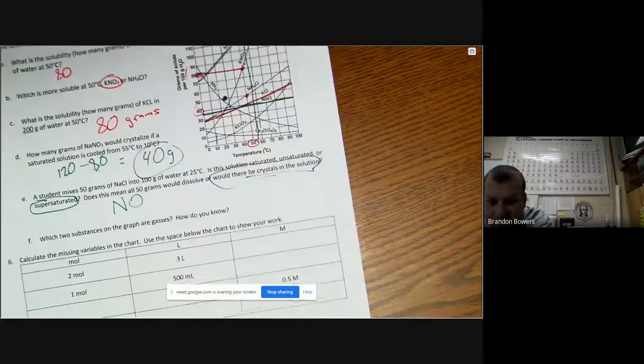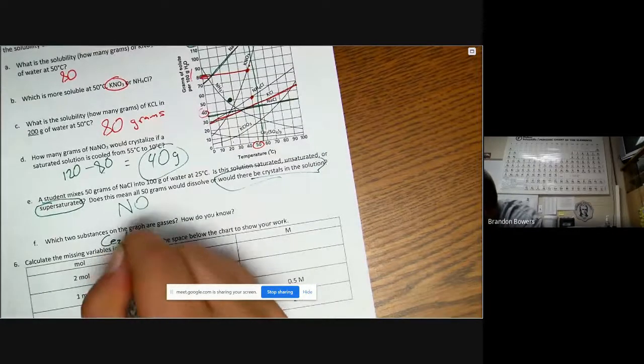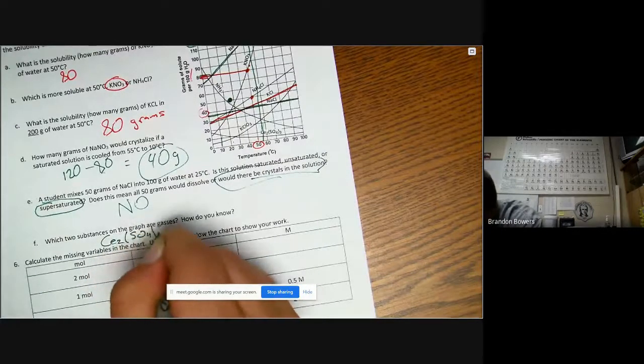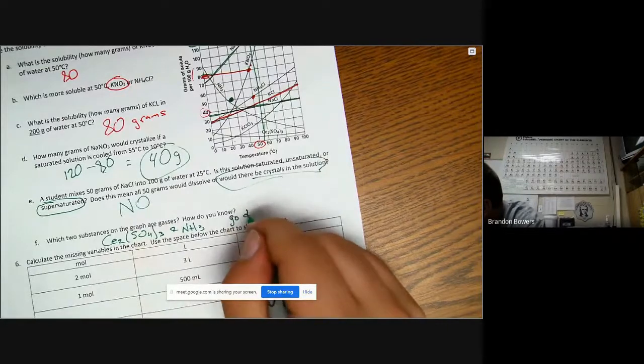Okay. Which two substances on the graph are gases? Gases would be Ce2SO43 and NH3. And how do you know? They both go down.